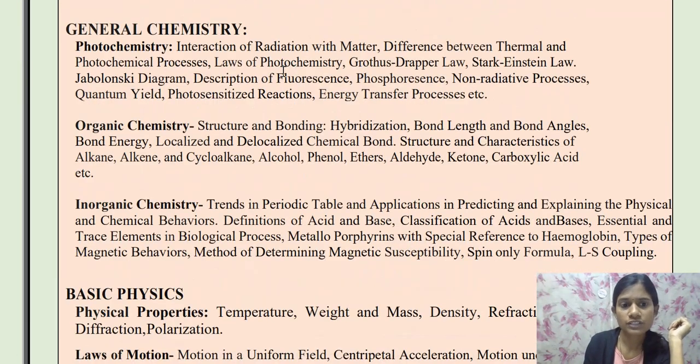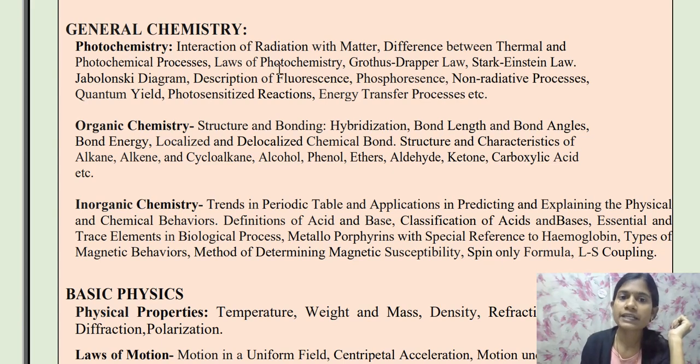Next comes general chemistry, and next general physics, or basic physics. So general chemistry: photochemistry, organic chemistry, inorganic chemistry. I just read it. It is not entirely related to forensics. It is about basic chemistry and basic physics. So you must have learned it at the intermediate or degree level also.